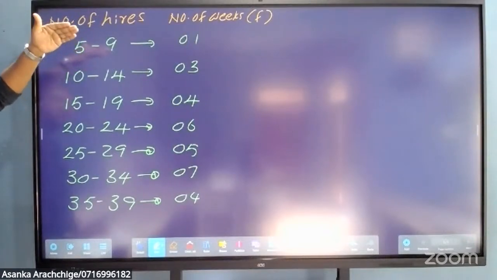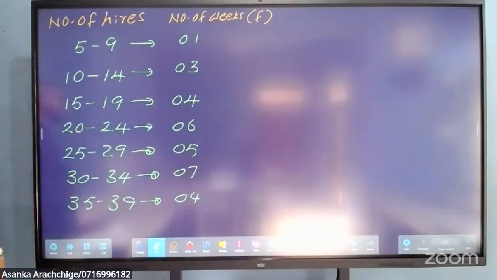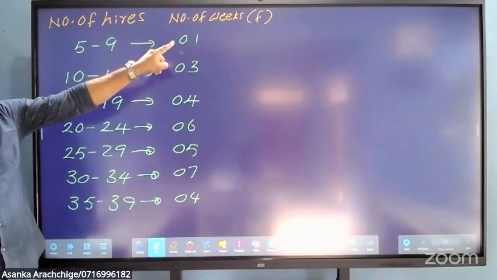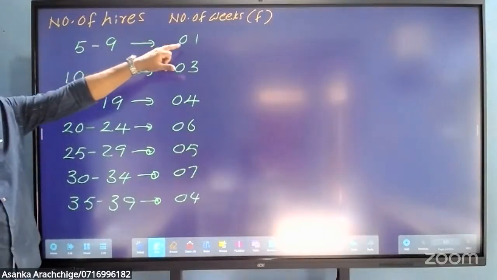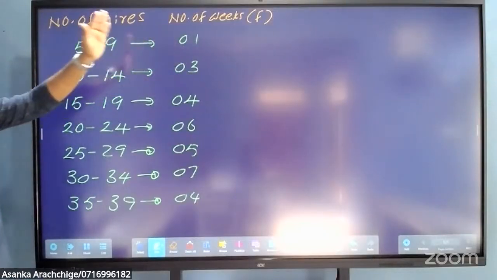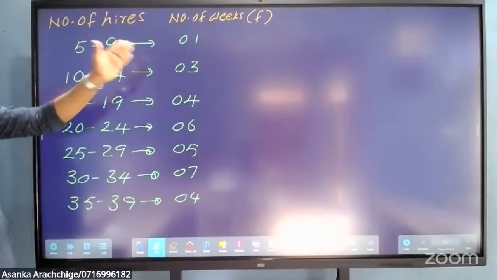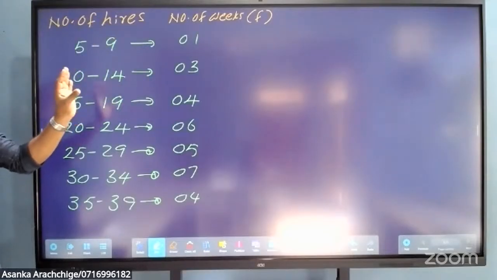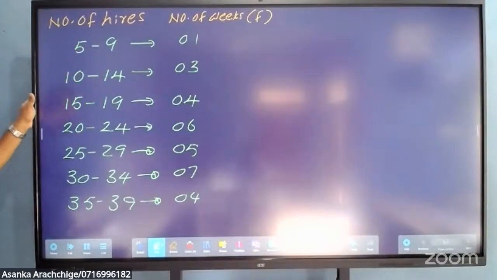That means the minimum number of hires could be 5 and the maximum 9, and anything in between. Right? This person has got hires from 5 to 9 in 1 week, according to the given information. That means during this week, the minimum number of hires is 5. The maximum number of hires is 9, and it can also be a number between these two values.